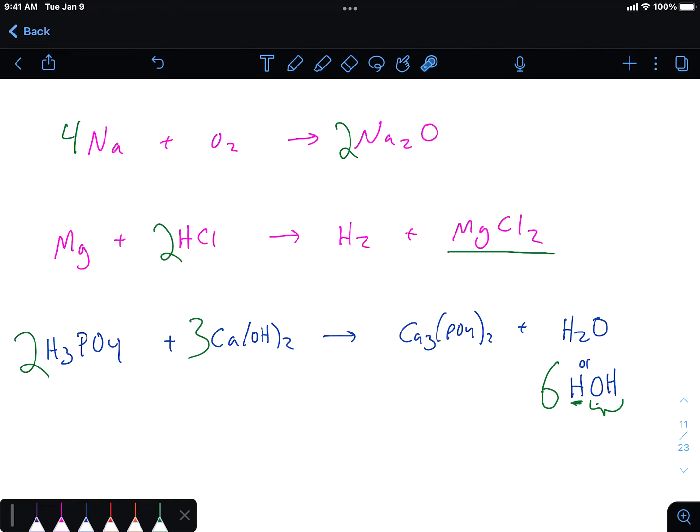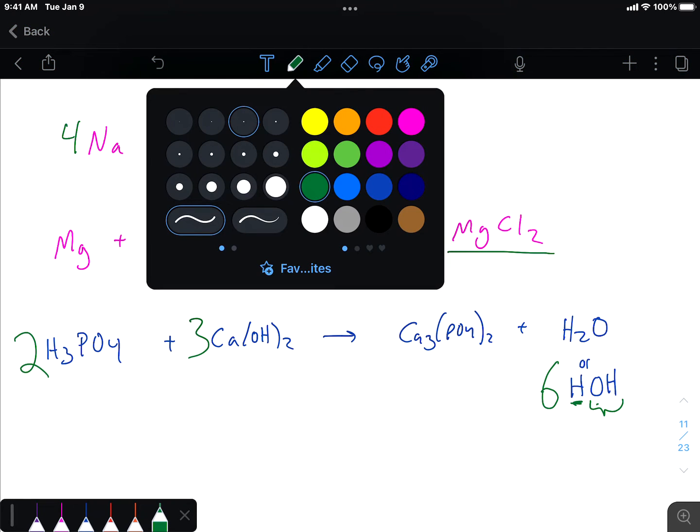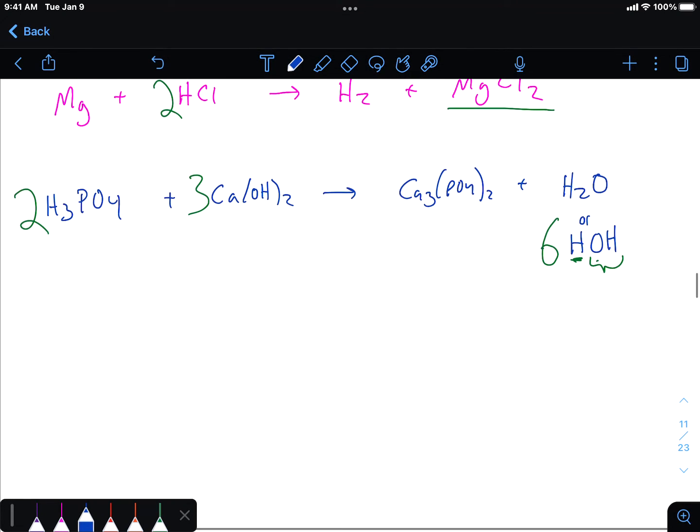All right, ready to kick it up a notch? Let's do one mildly more challenging. This is the equation for the burning of natural gas. So when we use Bunsen burners, or when you use like your furnace or your stove, right? This is the reaction that takes place.